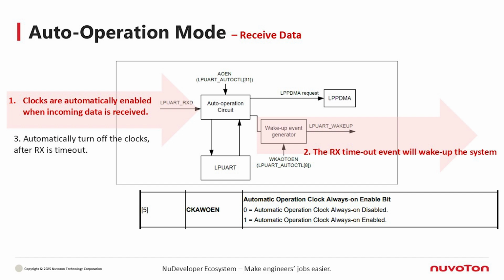One important thing to note: if your application needs to receive data continuously at 115,200 baud, you have to set CKAWOEN to 1. This keeps the Low Power UART clock running so it can properly receive all incoming UART signals.